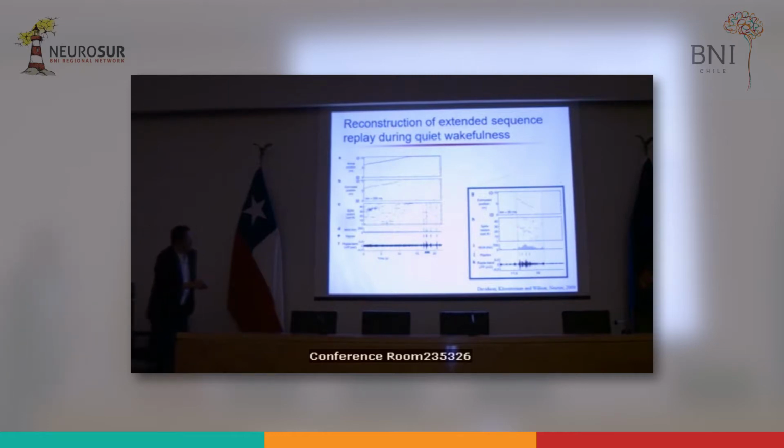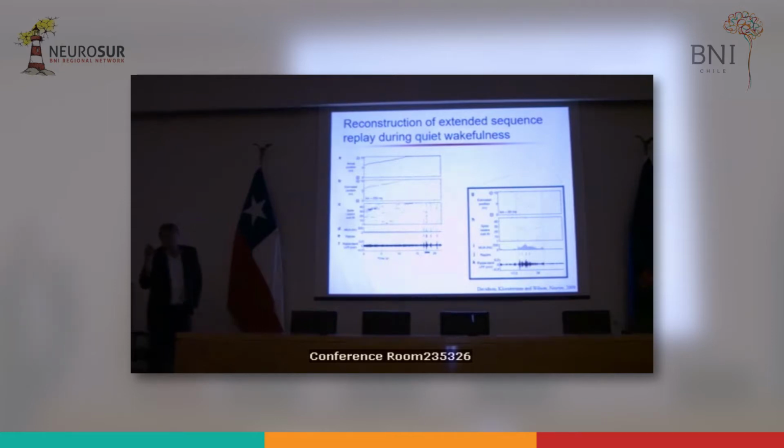During this quiet, wakeful, upstate-like state, where you see lots of activity, you can also see these sharp wave ripple events occurring. But in this extended upstate, you notice they're not just single ripples, they're multiple ripples. Here I've identified 4 ripple events. And if we decode the spiking activity over this 500 milliseconds, we get an extended sequence. So this is the decoded trajectory over this 500 milliseconds.